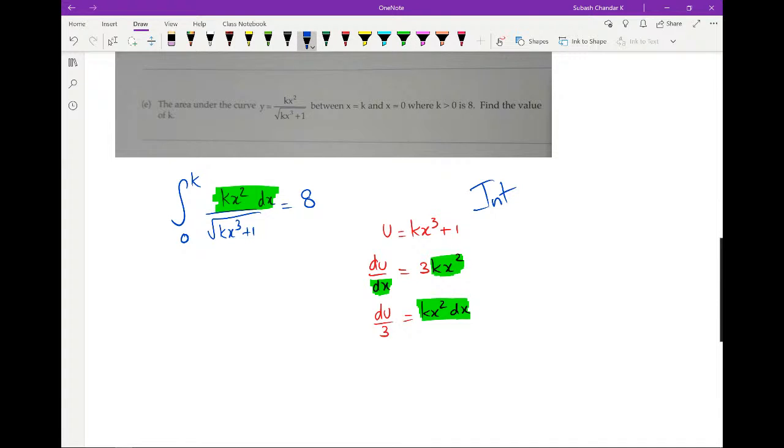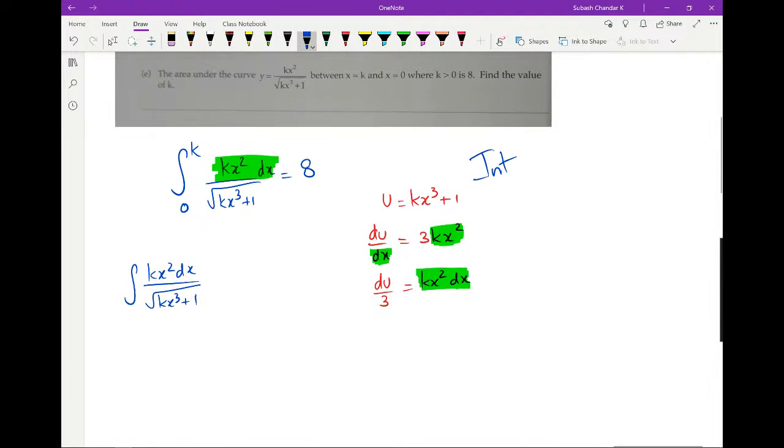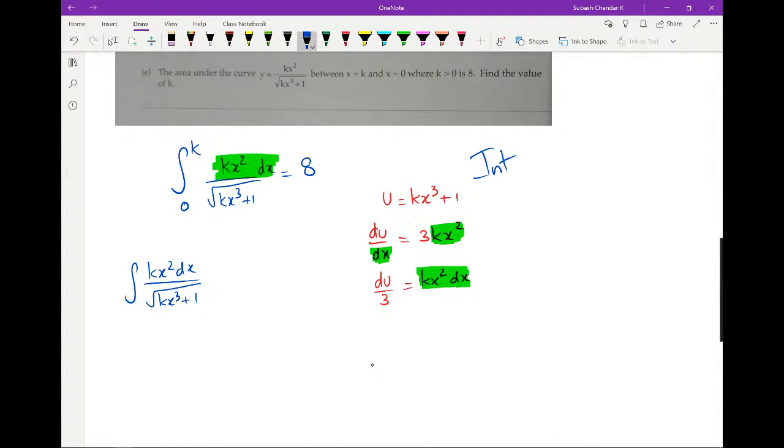So let's forget about the k, 0, 8 and all of that. Let's just do the integration of kx squared dx over the square root of kx cubed plus 1. Because kx squared dx is equal to du over 3, that's the du over 3. Remember this? We've gotten rid of the kx squared dx, and we've got that multiplied by 1 over square root of u.